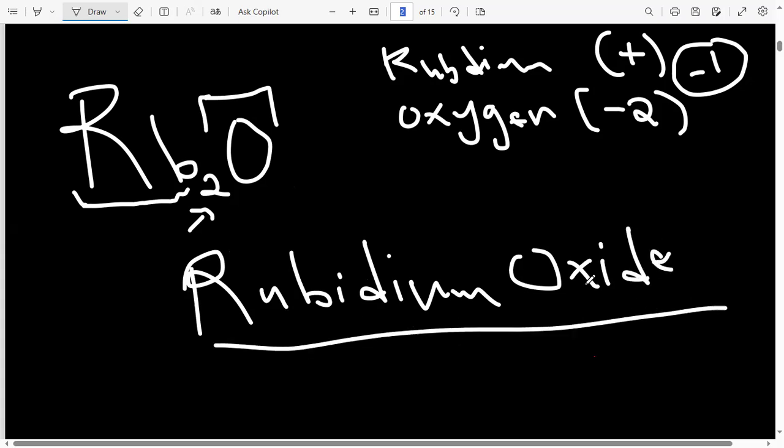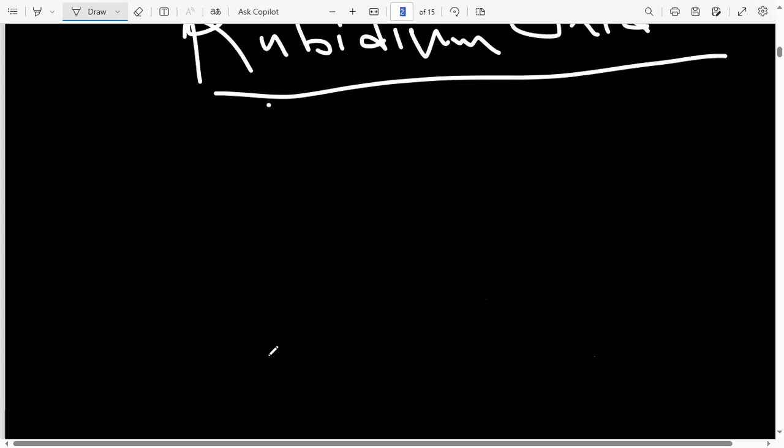Okay, so you see that this oxygen has changed to oxide because it's at the end here and it's a what? It's a non-metal. So the name of this compound there will be rubidium oxide. Okay, all right, I hope you guys are getting it. Okay, let's look at another example.